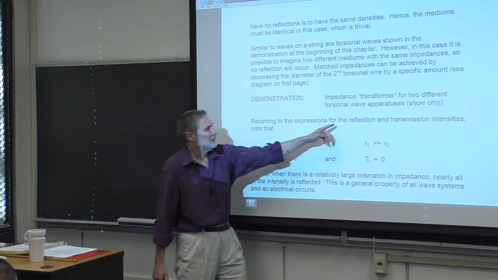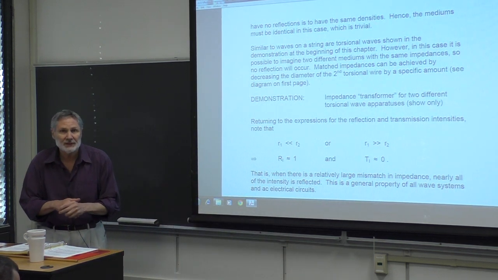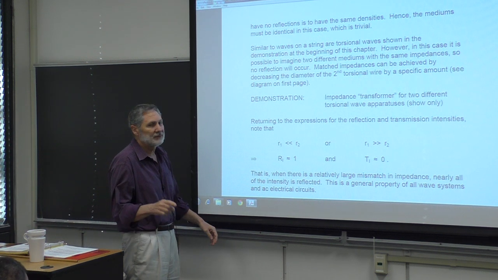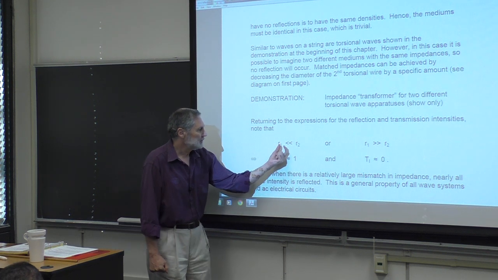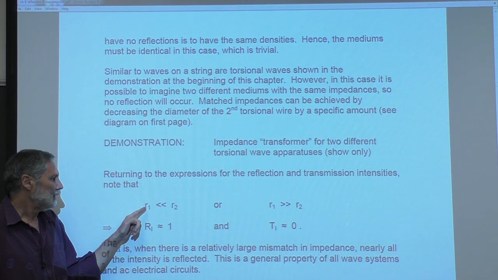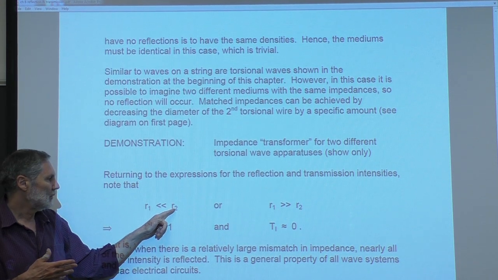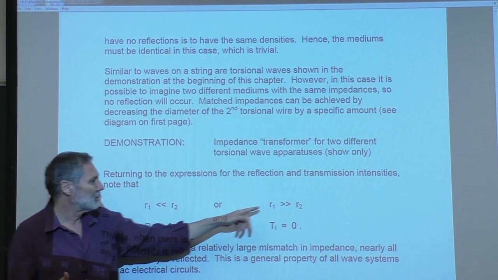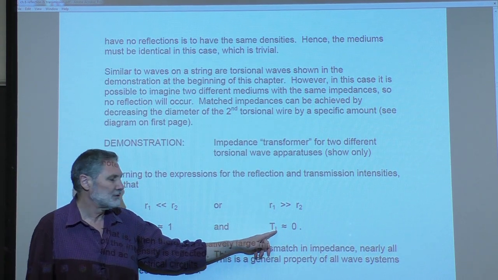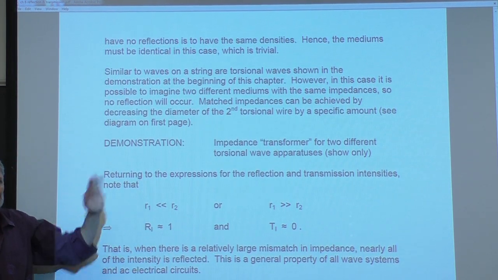If you look at the intensities that we have, the reflection intensity and the transmission intensity, it's not difficult. In fact, you can do it in your head. When you have an extreme mismatch in impedance, and it doesn't matter which way it goes, the incident medium could have a much greater impedance than the transmitted medium, or it could be much less. It doesn't matter. You will see that you get very small transmitted intensity, which means you get a lot of reflection. You can look at either of those expressions.